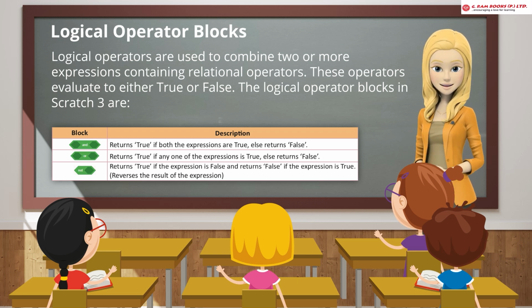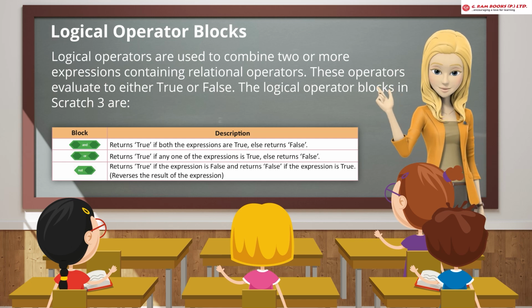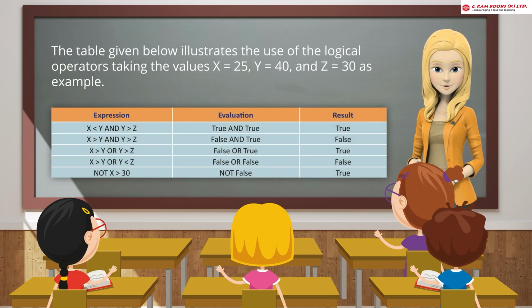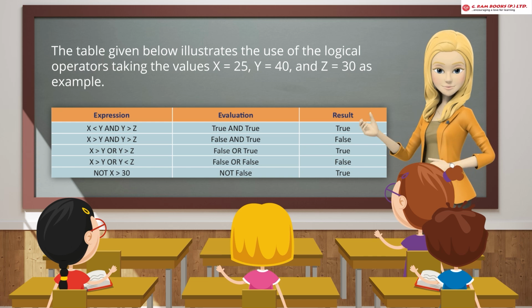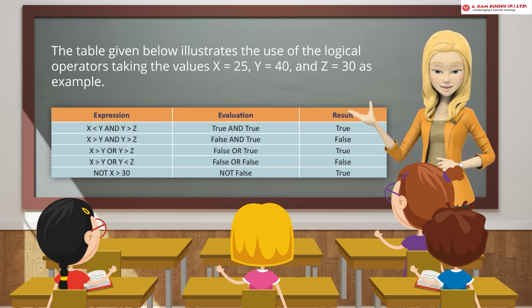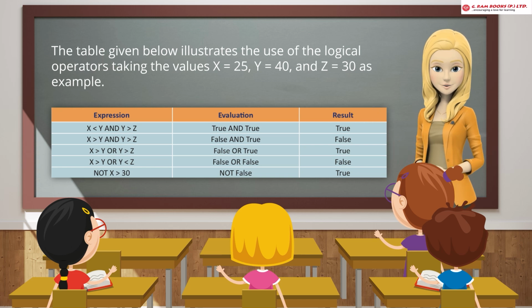The logical operator blocks in Scratch 3 are the table given below illustrates the use of the logical operators, taking the values x equals 25, y equals 40 and z equals 30 as example.